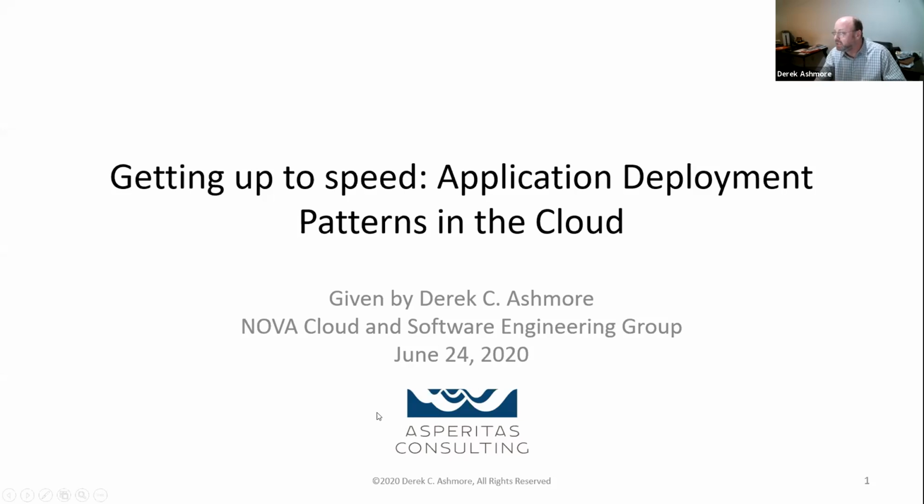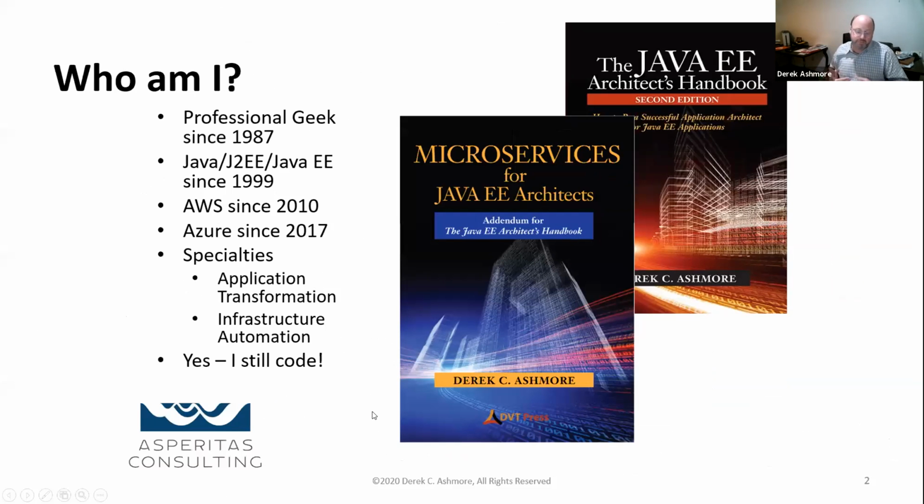Just a little bit about me. I'm a professional geek. I've been a professional geek since '87, which puts me at old, but not quite decrepit yet. I was a Java geek for over a decade. I've been in the cloud since 2010. I do a lot toward application transformation and infrastructure automation, so basically transforming applications so that they can sit in the cloud. And the most frequent question I get is, yes, I still code, but enough about me.